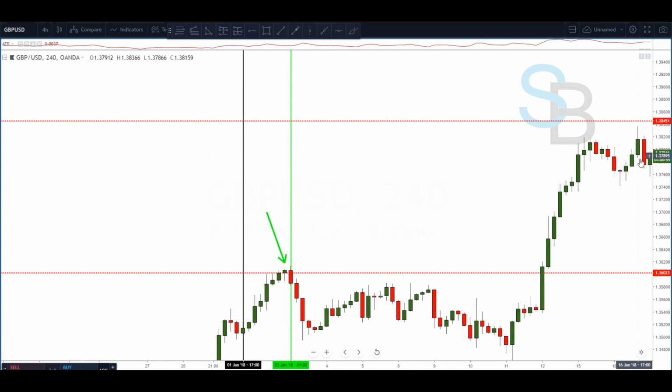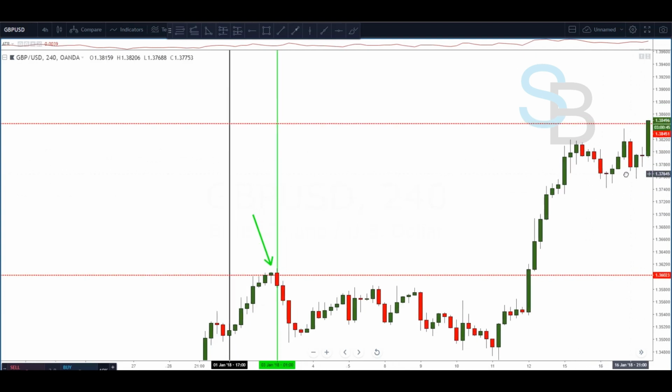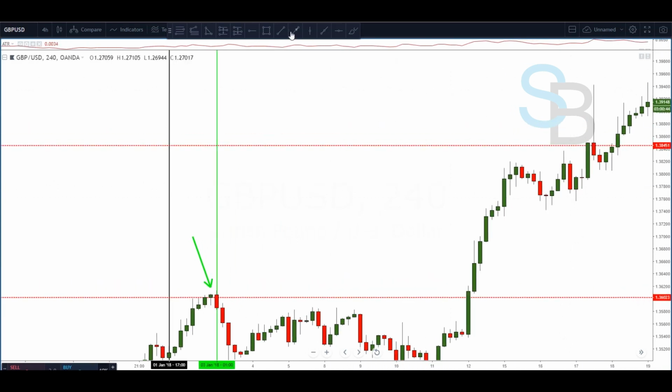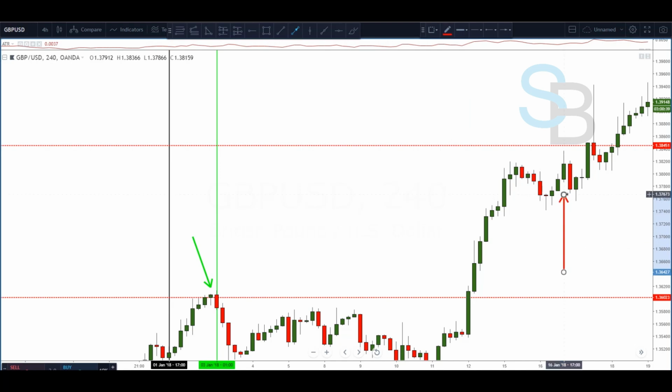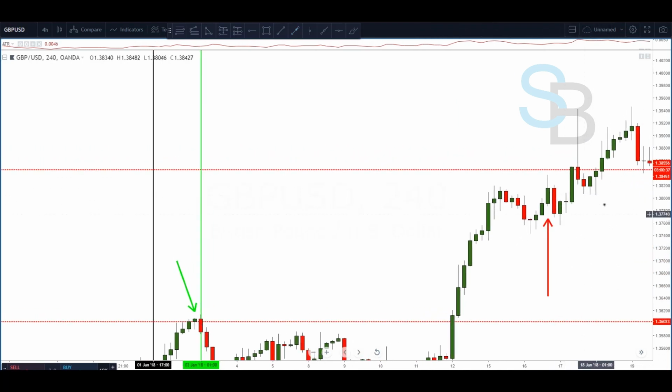Now that candle there would in fact make it to the zone. For me, we do have an actual aggressive entry there with our candlestick formation. Unfortunately, it looks as though this entry did not provide a winning trade. So we'll mark that as a loser. Continue looking.